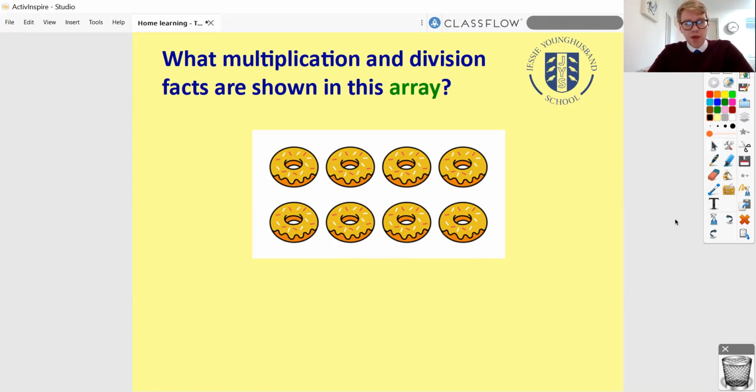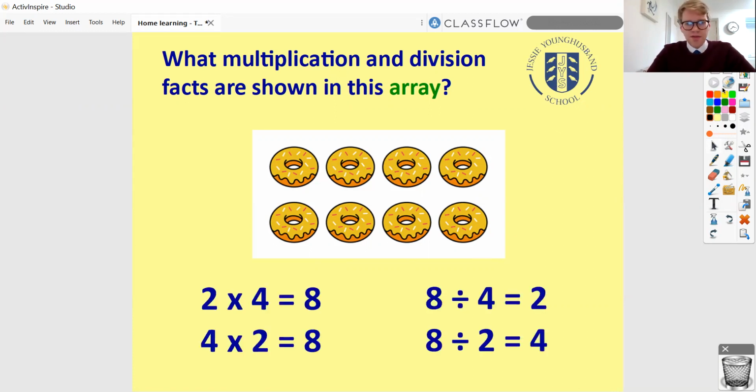An array is a way of representing multiplication and division, which we looked at earlier in the year. So can you pause the video here and tell me what multiplication and division facts are shown here? So we have two rows, each of 4. So we've got 2 lots of 4. That's 2 times 4. And there are 8 in total. So we've got 2 times 4 is 8. Or to put it another way, 4 times 2 is 8.